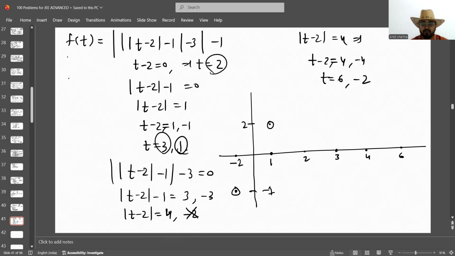At 1, I'm getting 2. At 2, see what do we get? So 2 minus 2 will be 0, 1 minus 3 is minus 2, and then 2 minus 1 is 1. So at 2, I'm getting 1.